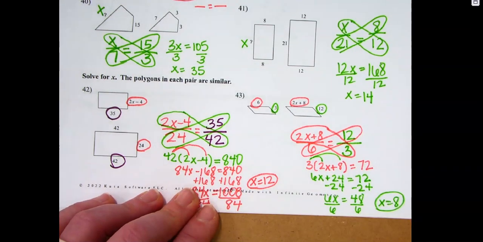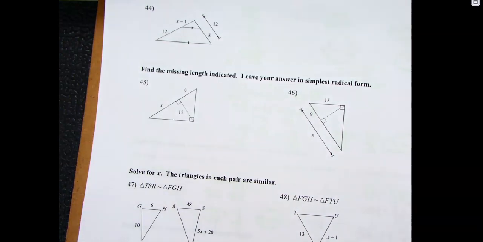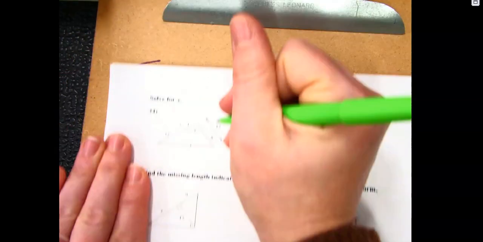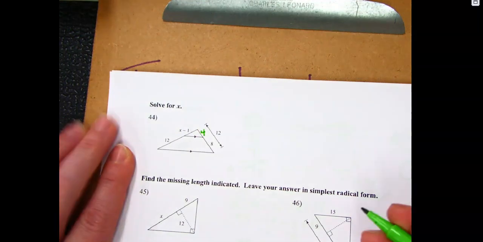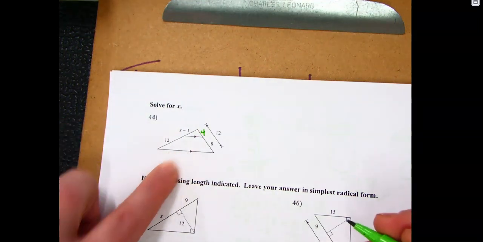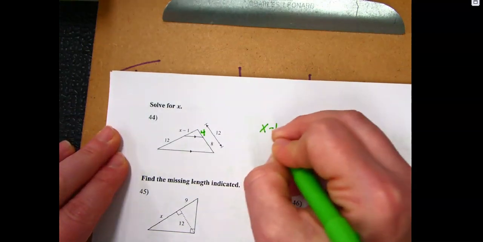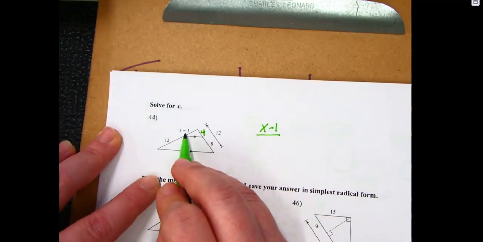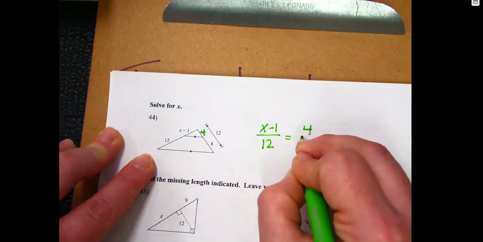Okay? Almost done. Okay, last page, number 44, up at the top. We know the whole segment's 12, so that means this little piece is 4. Because we have parallel lines, their parts are going to be proportionate, and you can set those proportions up several different ways. I'm going to say x minus 1 over 12 is equal to 4 over 8.